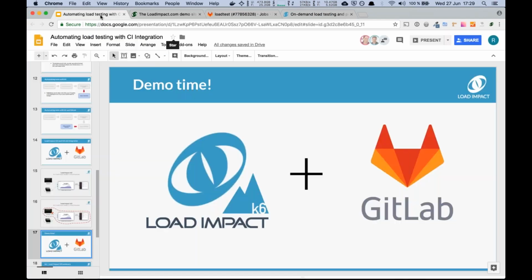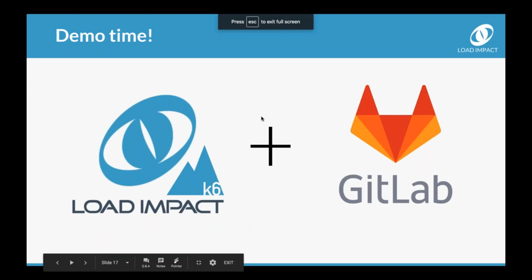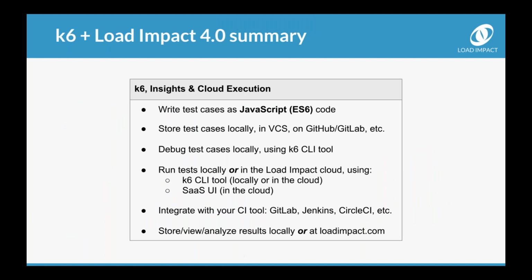All right, so that concludes the GitLab CI integration demo. So a quick recap of K6 and Load Impact 4.0. With K6, you write test cases in JavaScript, the ES6 flavor of JavaScript to be precise, where you have module support. You store your test cases locally or in version control, so GitHub or GitLab that we just looked at. You can debug your test cases locally. You can run tests locally using K6. And you can also opt to stream the results to the cloud, so you store the results and get the benefits of trending and being able to hook up with the different chat tool integrations. And you can also run tests completely in the cloud by changing the command line if you would like to have those benefits of distributing the load test across different geographic regions, for example.